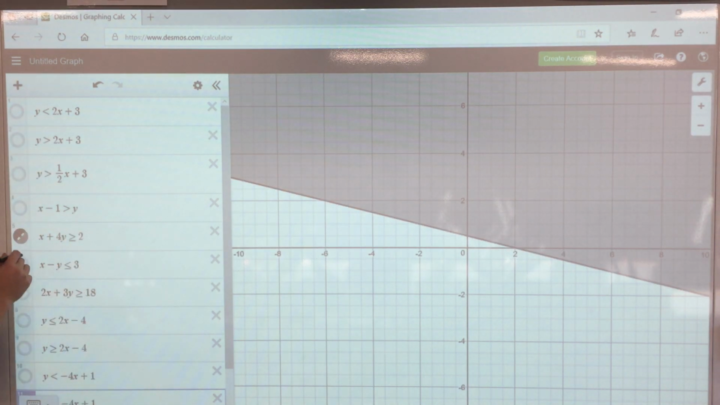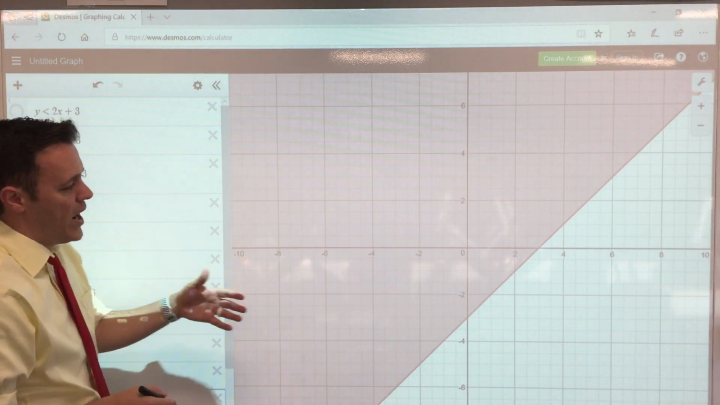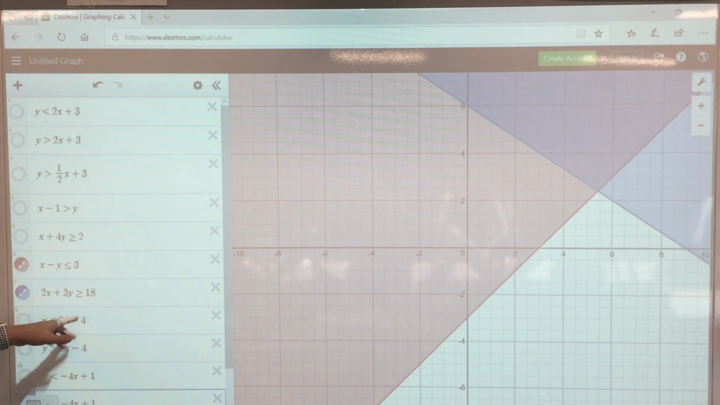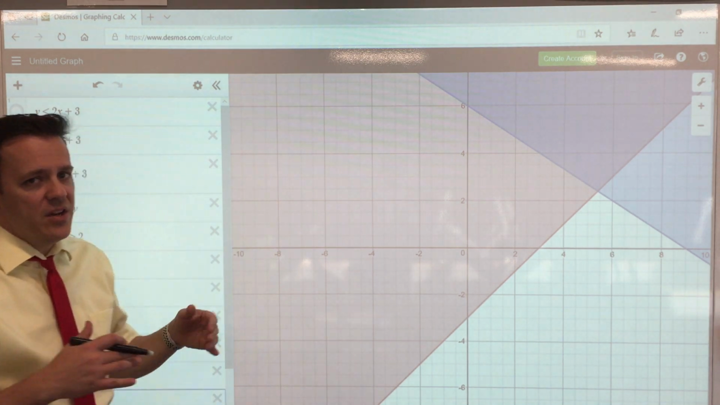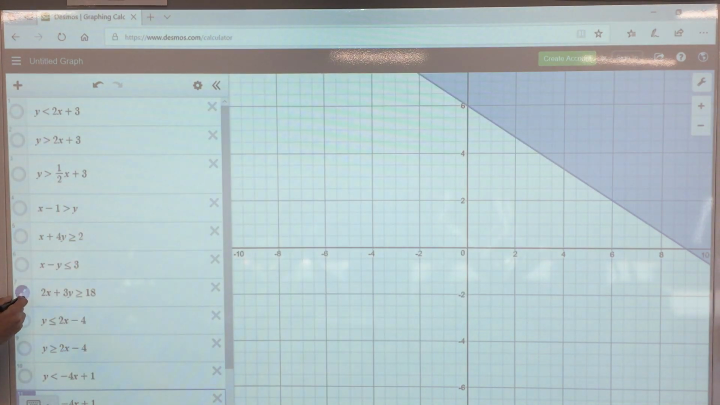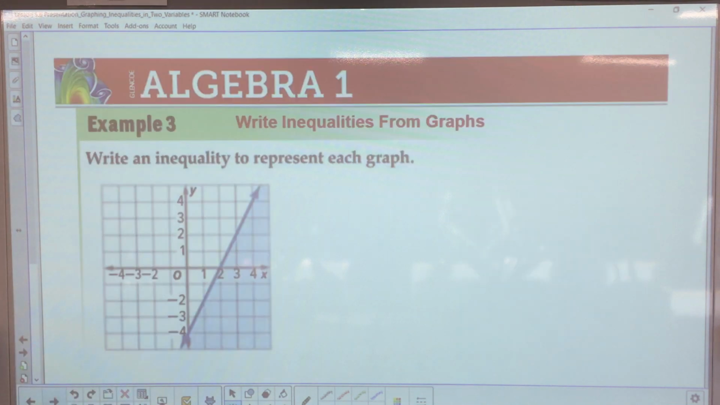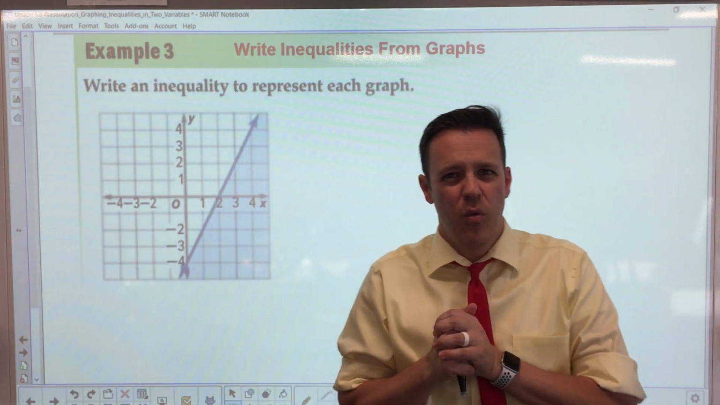So here is the one worked out example. Here's the guided practice. And then here's the other guided practice of 2x plus 3y is greater than 18. Simple enough, okay? I don't want you to rewrite them because I'm not asking you to rewrite them. I'm asking you to graph them. That's it.